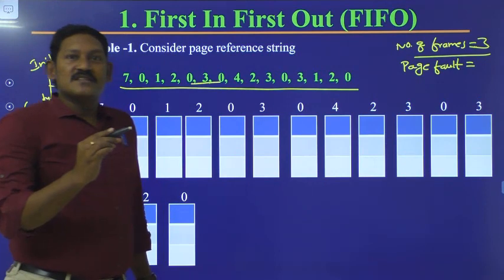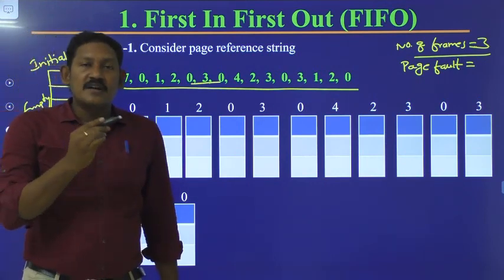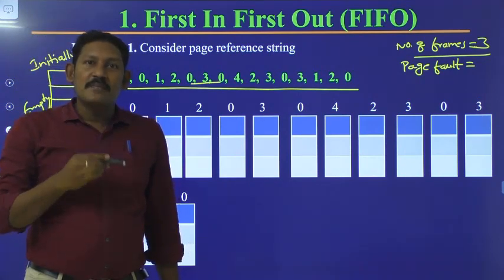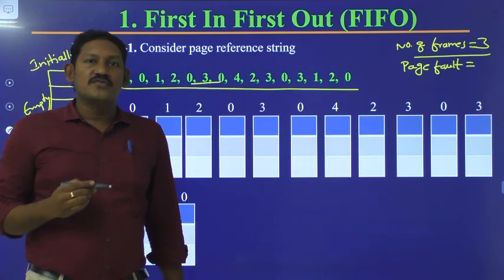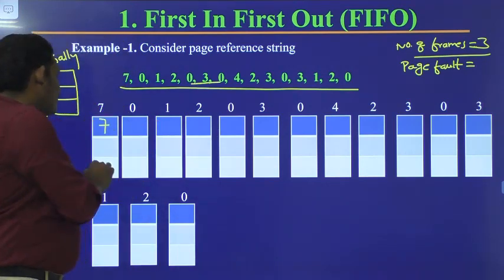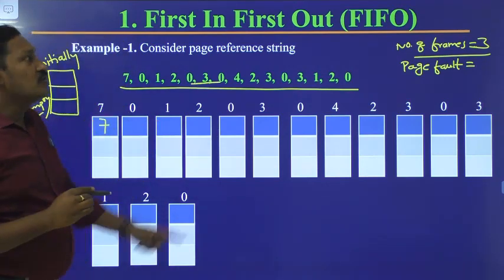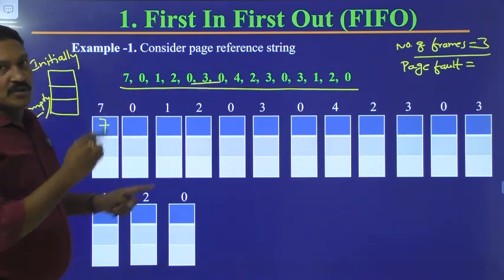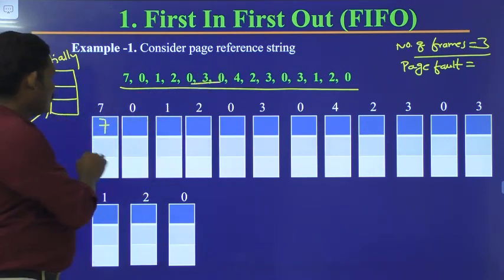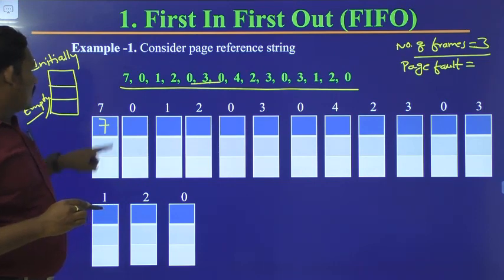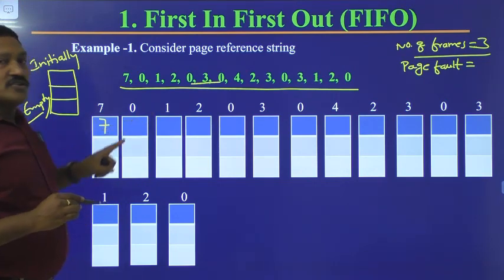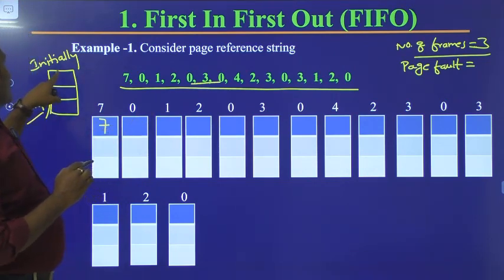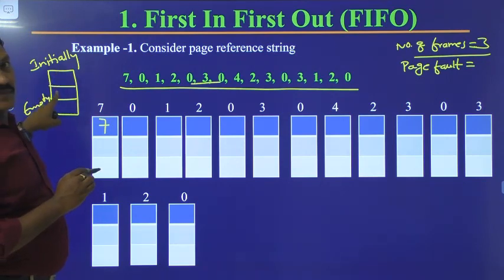If the CPU is searching for a particular page and that page is not available in the main memory, then we call it a page fault. Let us suppose this is main memory, and it is split into 3 frames, because we have assumed 3 frames: 1, 2, 3. Initially the main memory is empty.